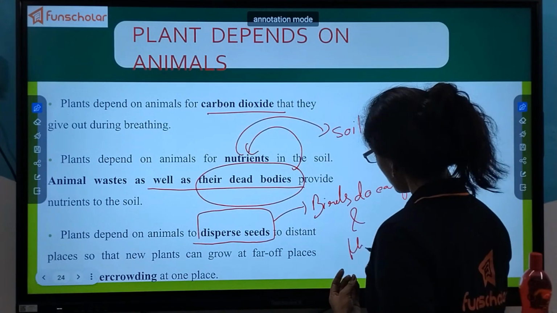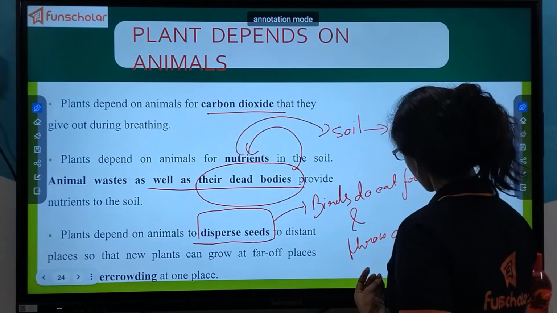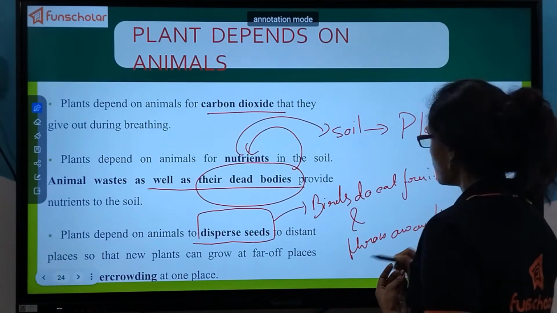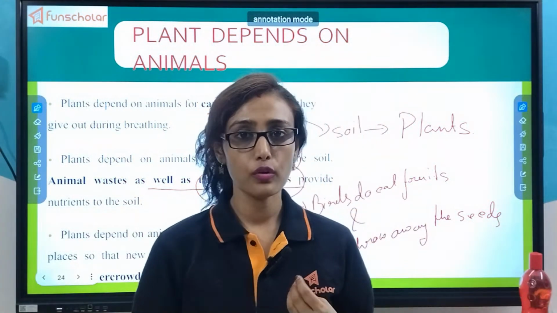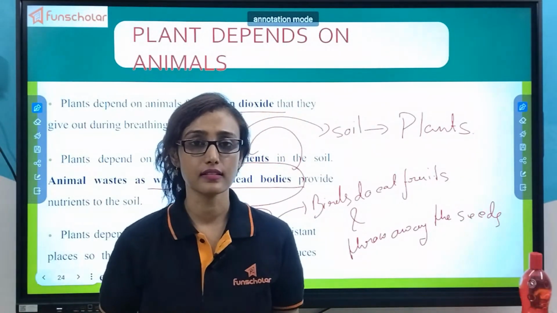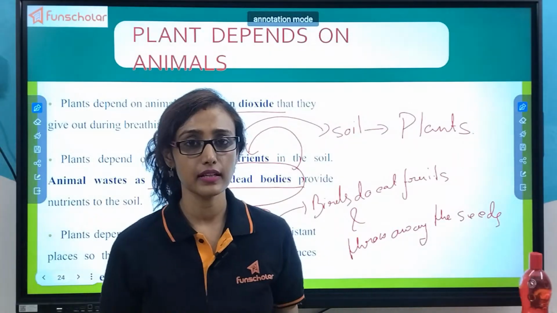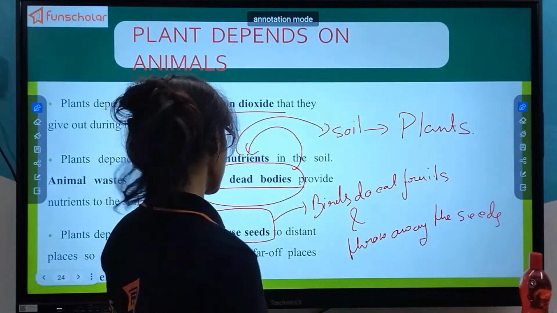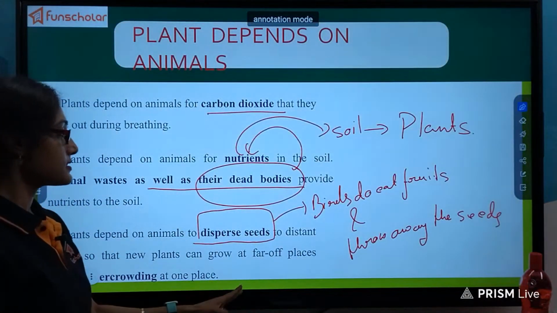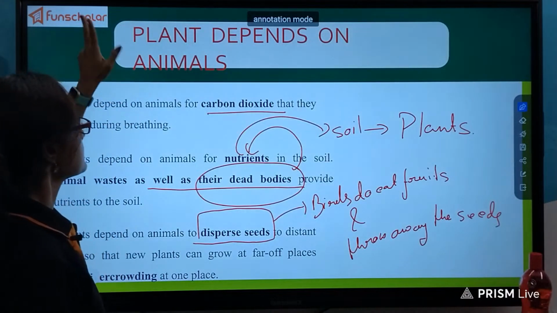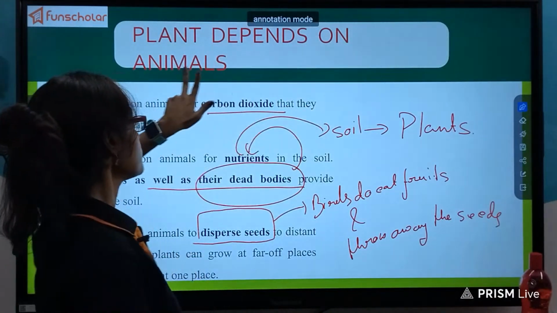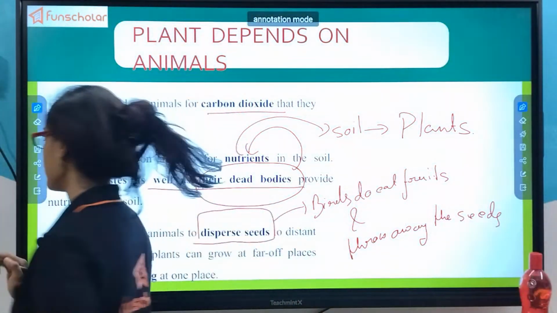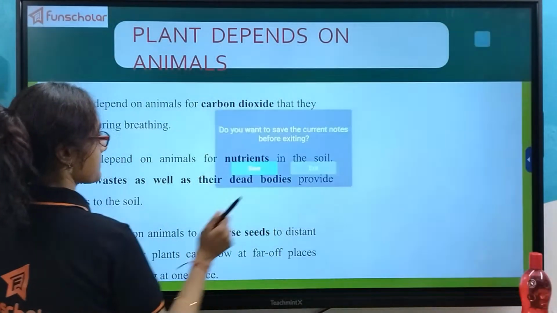And throw away the seeds. We also do. We eat the mango, we eat the apple, we throw away the seeds. Okay, if it comes under favorable condition, then what will happen? It will grow into a new plant again. Okay, so all these things can be done by the animals, and that is why plants are dependent on animals. Same way, animals are also dependent on plants. Okay, this is interdependence.